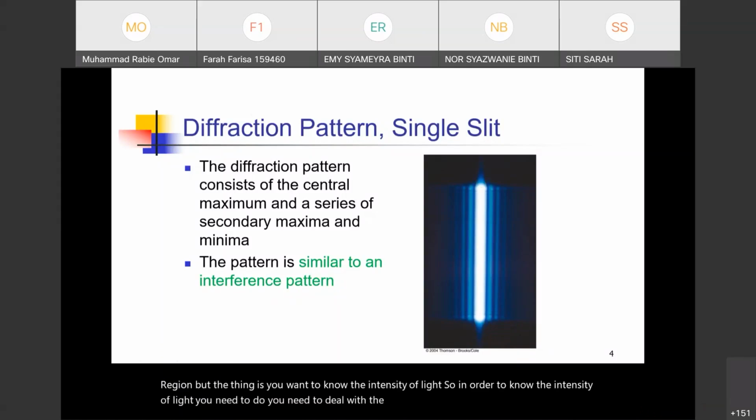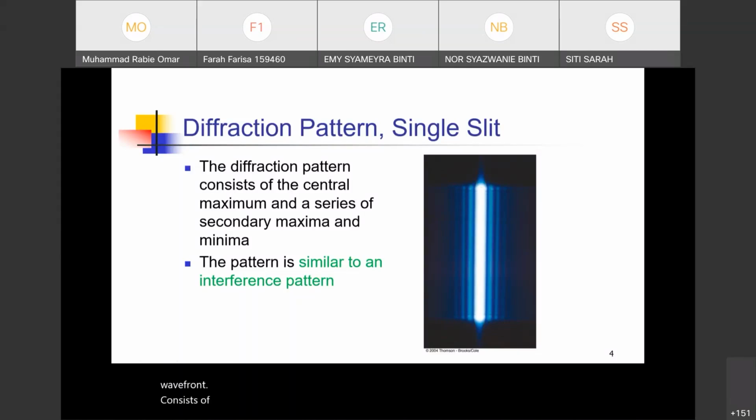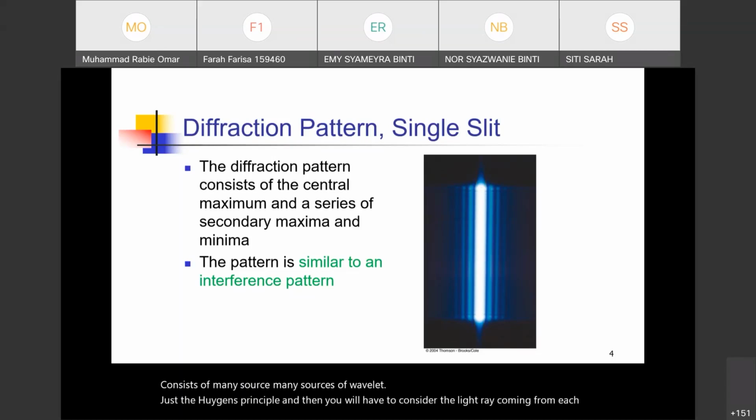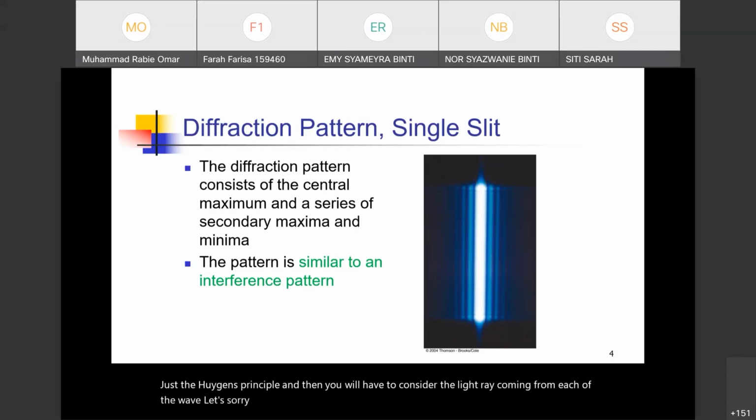So you have to imagine that the wavefront consists of many sources of wavelets, just like the Huygens principle. And then you will have to consider the light ray coming from each of the wavelets. Sorry, from each of the light sources.